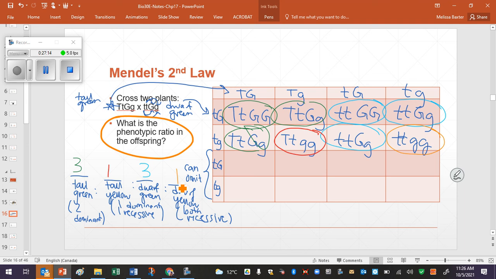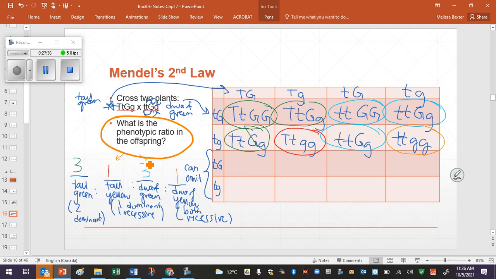So notice how my ratio changed. 3 to 1 to 3 to 1. And we might inverse that 1 and 3, right? There's not a set order that you have to put things in. But it wasn't 9 to 3 to 3 to 1. We didn't have 16 distinct possibilities. We only had 8 in this scenario with the different gametes we could make.